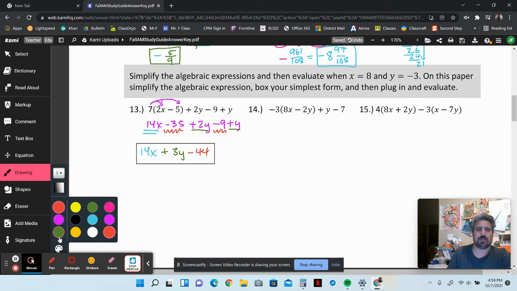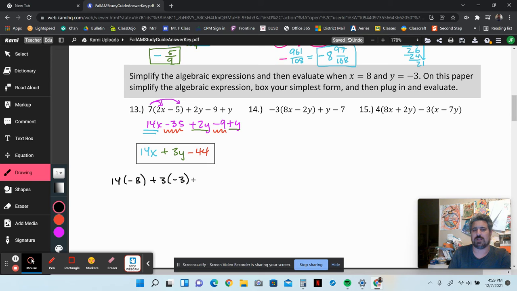So when you're plugging in, you get this. You'd say, all right, 14 times x, which is negative 8, plus 3 times y, which is negative 3, minus 44. You multiply before you add or subtract, so it's going to be 14 times negative 8. That's going to be negative, and then 80 plus 32, which is going to be 112. And then you're going to do this one, which is going to be plus 3 times negative 3, which is going to be negative 9. So you're going to take away 9 from that. Then you got to take away the 44.